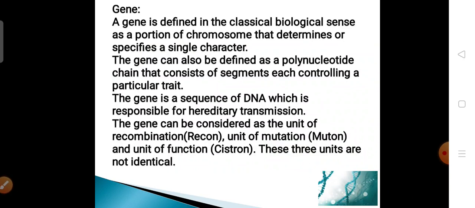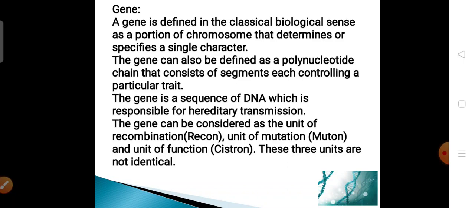How will you define a gene? A gene is defined in the classical biological sense as a portion of a chromosome. It's a part of a chromosome which determines or specifies a single character, or you can say a trait. The gene can also be defined as a polynucleotide chain containing segments of DNA which control a particular trait, a particular function.